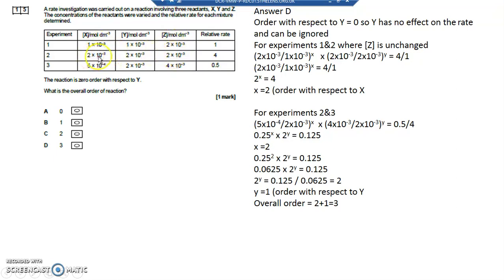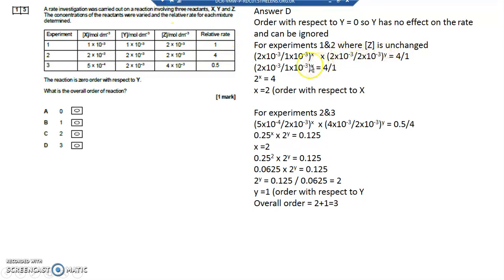So what we do is we do 2 times 10 to the power of 3 for experiment 2 divided by 1 times 10 to the power of 3 raised to the power x, where x is the order with respect to chemical X, multiplied by 2 times 10 to the minus 3 divided by 2 times 10 to the minus 3 to the power y, where y is the order with respect to z.